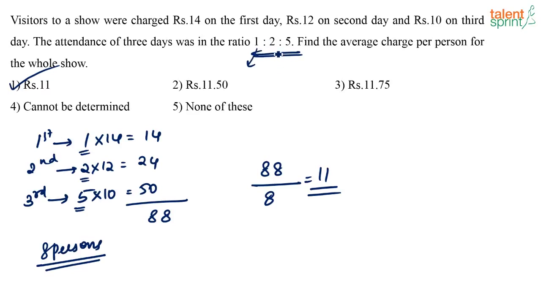Whenever you have such questions, try to put in some values, like assume that there is 1 person on the first day, 2 persons on the second day and 5 persons on the third day. If you do it that way, the calculations become very easy. Just find out the total fare collected divided by the number of people who have attended. That will give you the average that is charged per person.